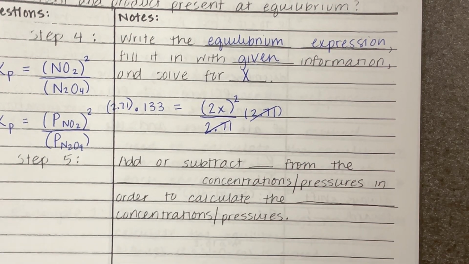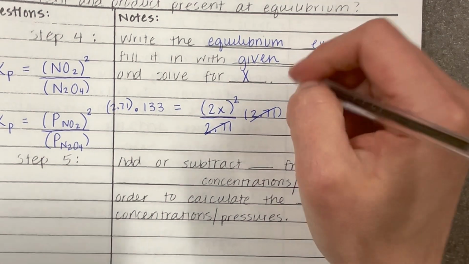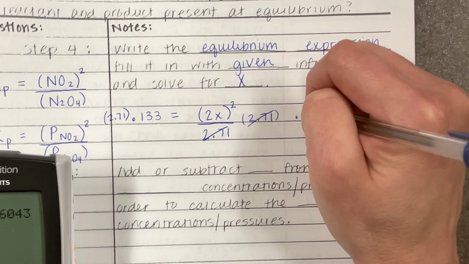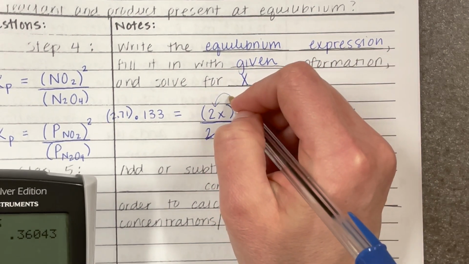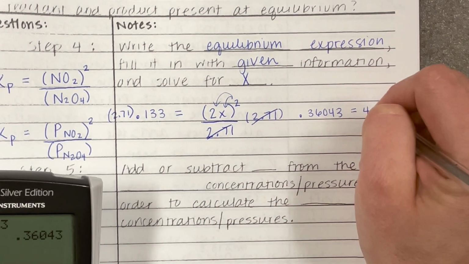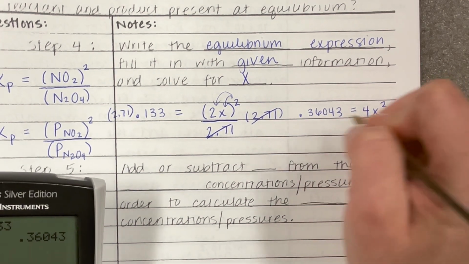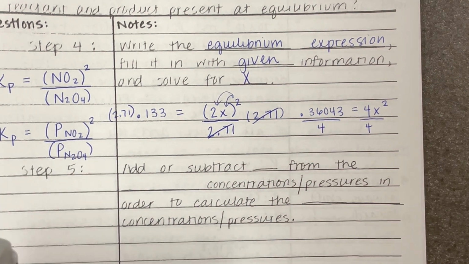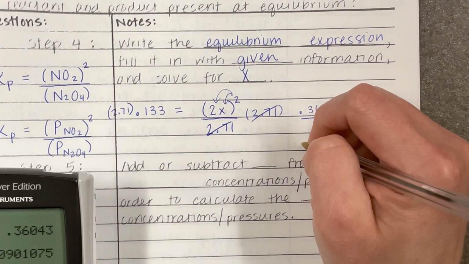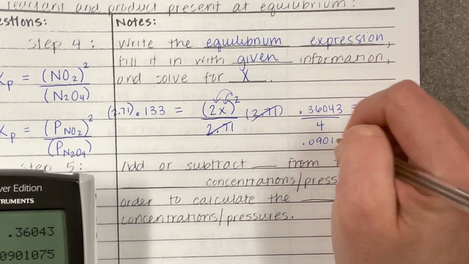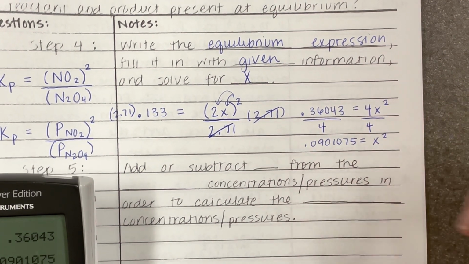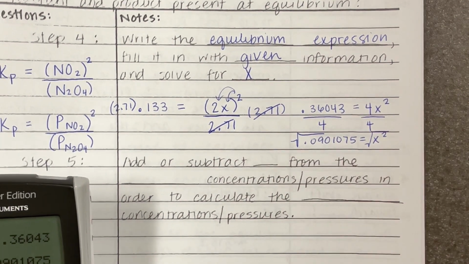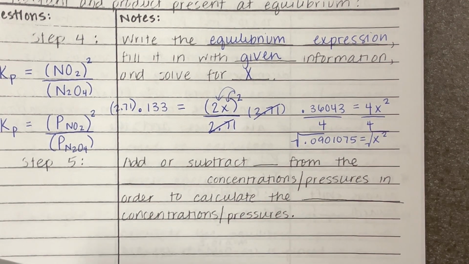And so I end up with 0.36043, I'm not rounding anything at this point, equal to 2x squared. Now, if I distribute that right there, this is going to be 4x squared. So then I can divide both sides by 4. And I end up with 0.0901075, again, I'm not rounding anything, equal to x squared. And then, of course, to solve for x, I can take the square root of both sides. So I'm going to take the square root.